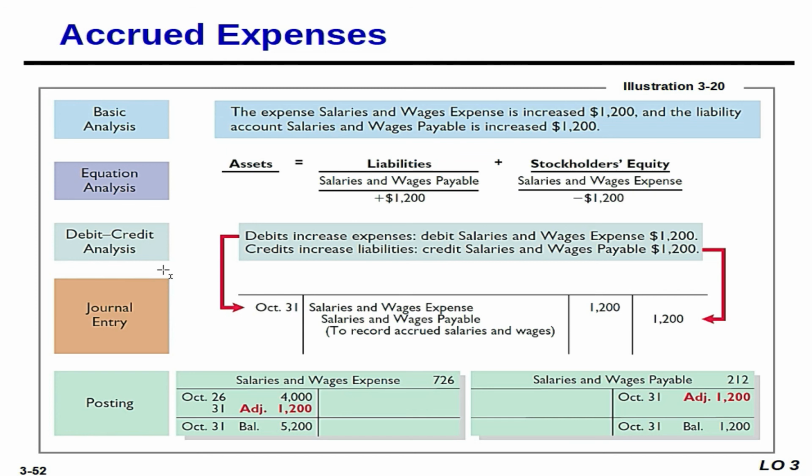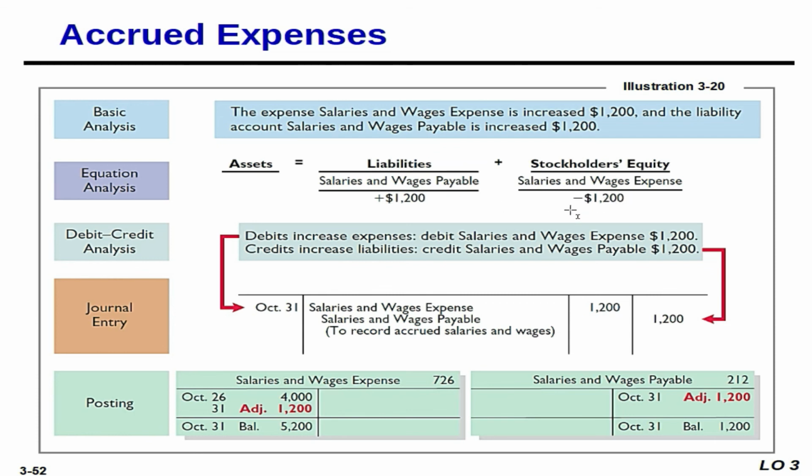Okay, so let's go through the basic analysis. Salaries and wages expense increased 1,200. Good. The liability account, salaries and wages payable, is increased 1,200. Good. You can basically skip the basic analysis and equation analysis if you just do the journal entry, if you're that advanced and do it automatically. We're just writing it down here for repetition, to make this stuff stick. Equation analysis: what increased? A liability account increased, and an expense account increased, salaries and wages expense.